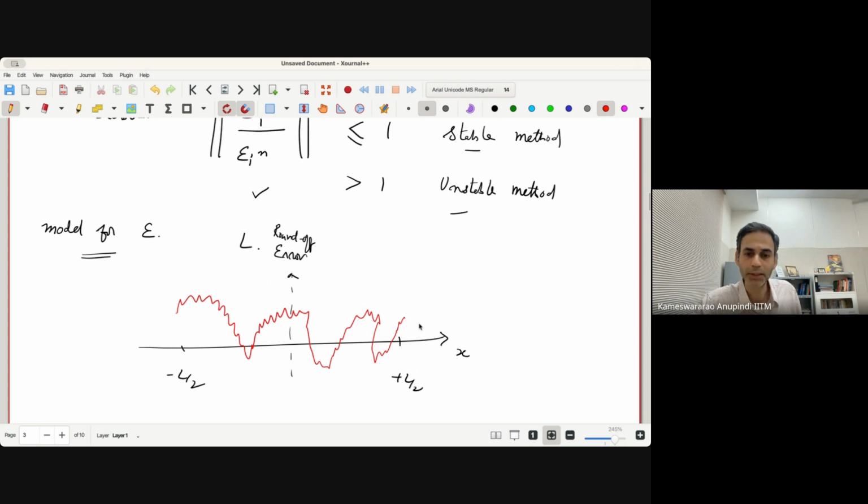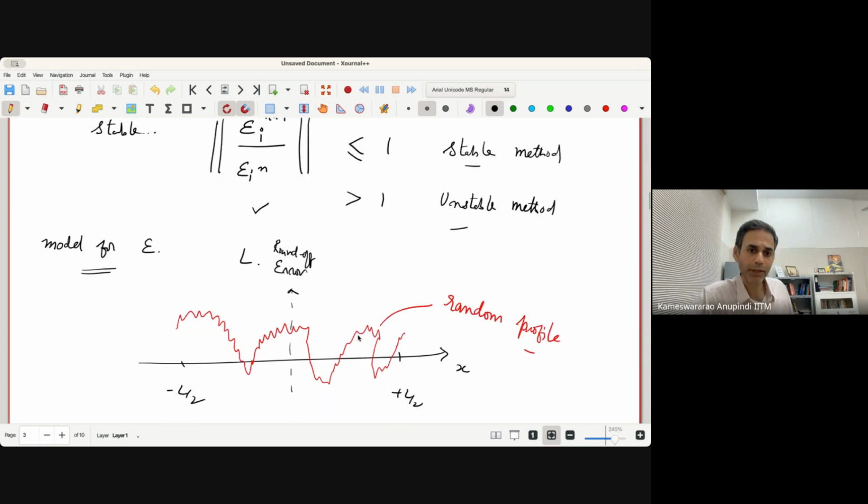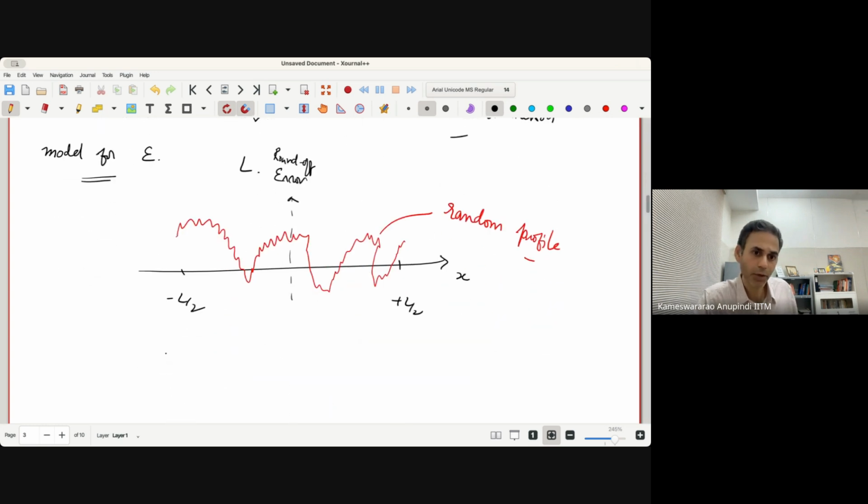Okay, something like this. So essentially it is going to be a random profile, right? It's going to be some random profile as a function of x. Now, if we have any function like this, which let us say we call epsilon x, in general, the round-off error is going to be a function of space and time because we are solving this PDE, right?